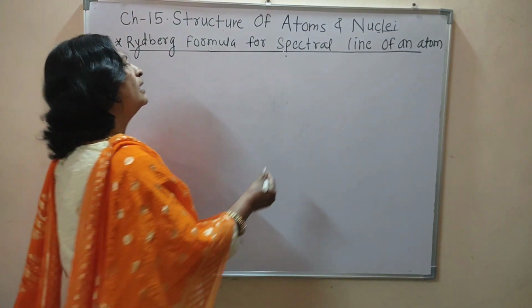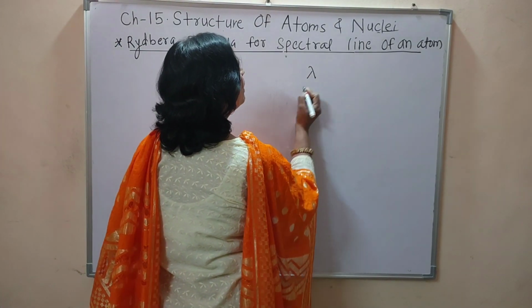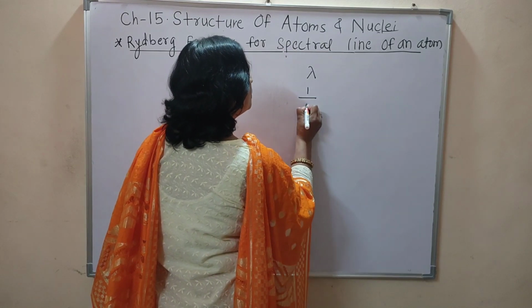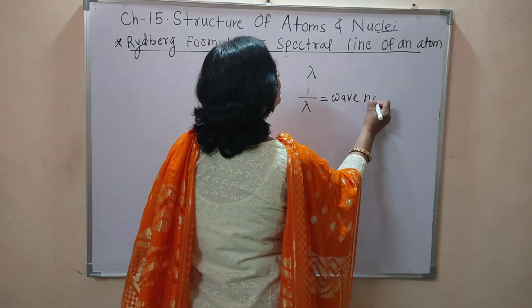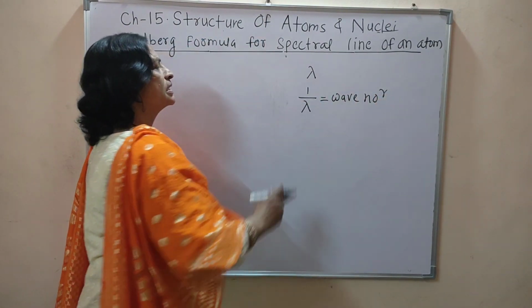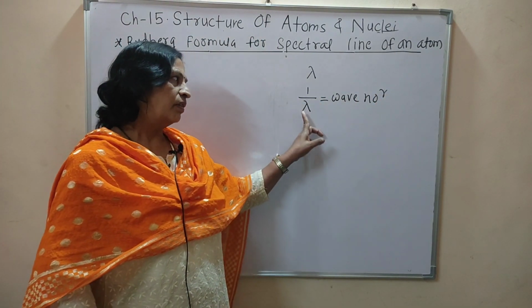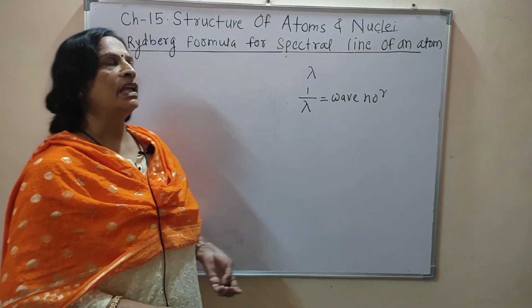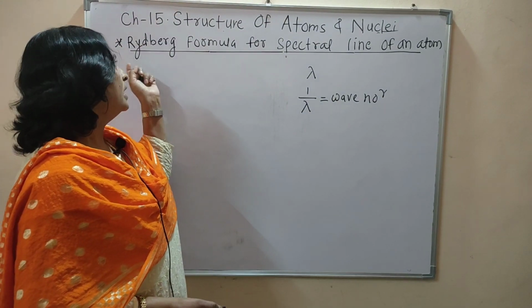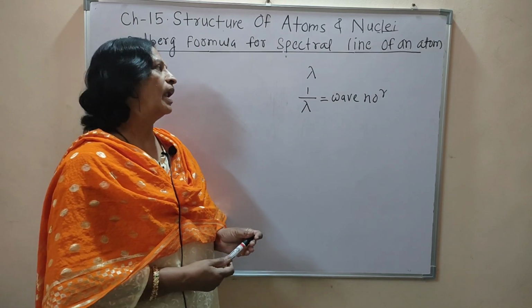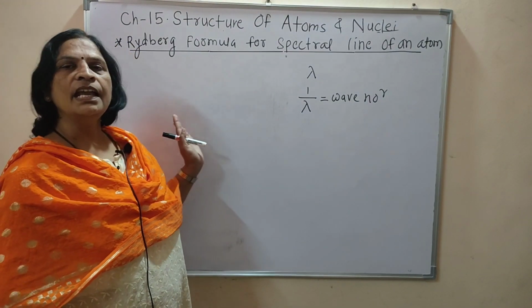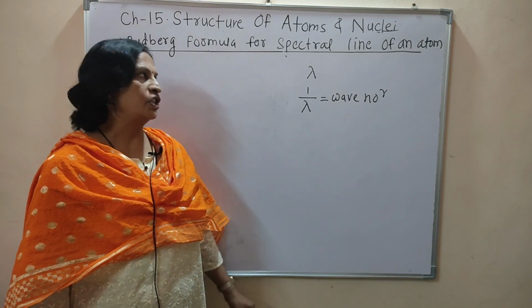What is wave number? We know that if lambda is the wavelength, then the reciprocal of wavelength is called wave number, and the Rydberg formula gives us that wave number, and therefore we have to derive the Rydberg formula. That is also called Bohr's formula. Okay, without wasting time, we will start the lecture.